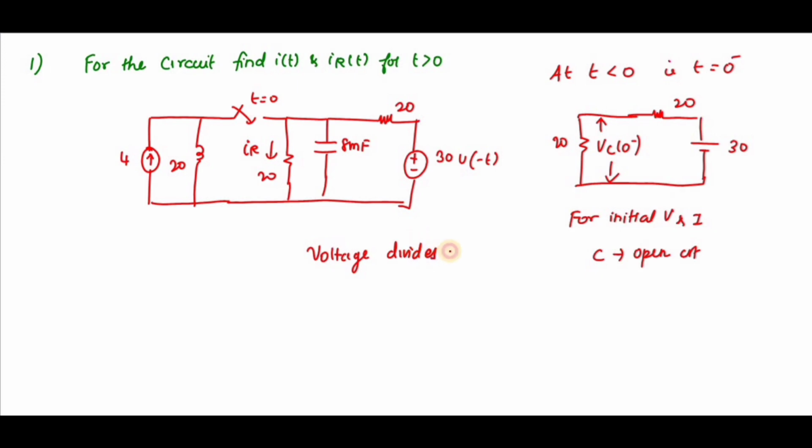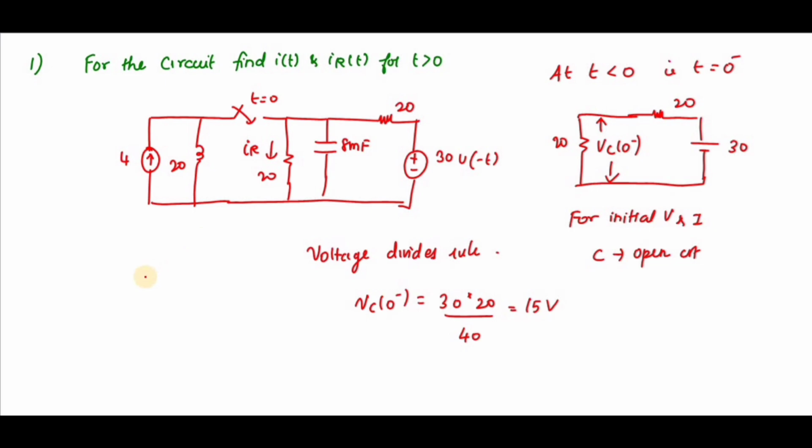Otherwise, I can apply the voltage divider rule to find the voltage across the capacitor. Since the capacitor is open circuit, the voltage is across this 20 ohm resistor. So Vc(0-) is equal to 30, the total voltage, times 20 divided by the total resistance of 40. So 600 divided by 40, you will get 15 volts as the answer.